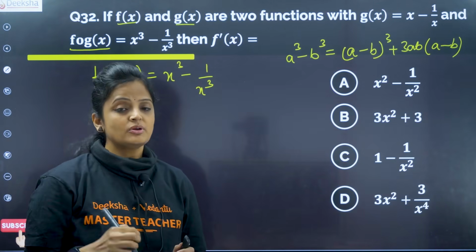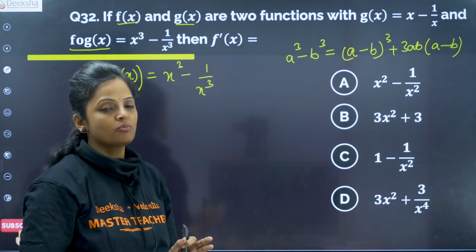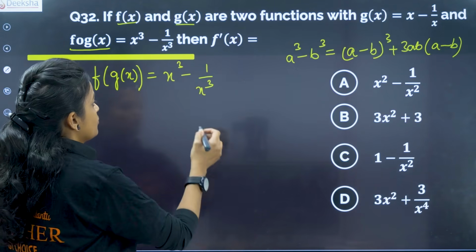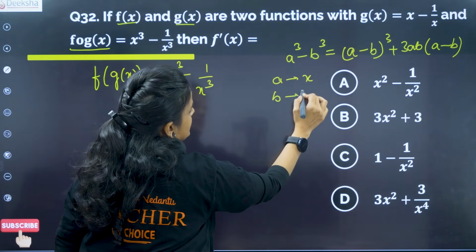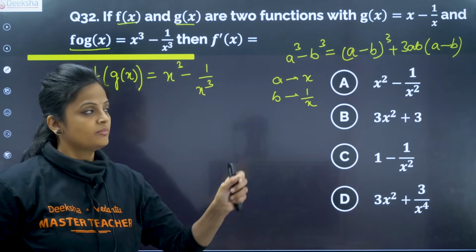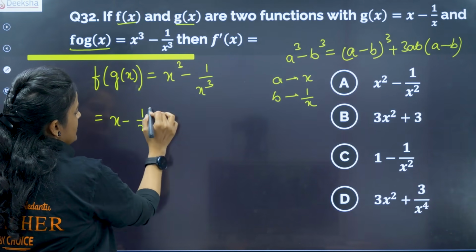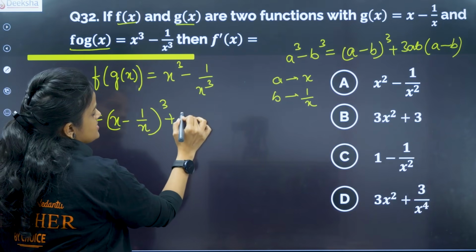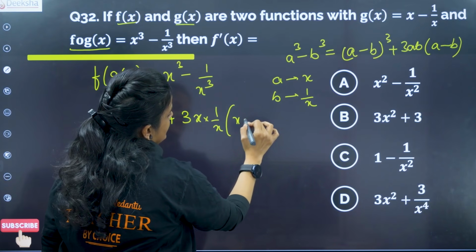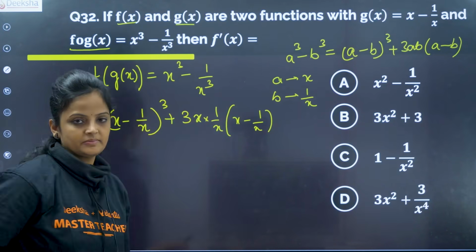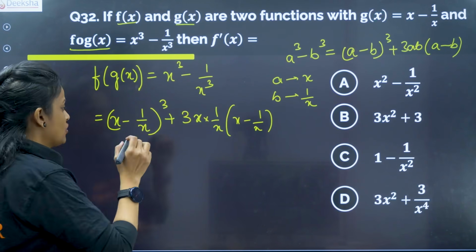We know the formula for a minus b whole cube, and if you change it a little, you get this formula, right? So what is a? The x value. Here a is x and b is 1 by x. So from that formula if I write it here, x minus 1 by x whole cube plus 3 times x into 1 by x into x minus 1 by x. Okay, this I am writing for f of g of x.